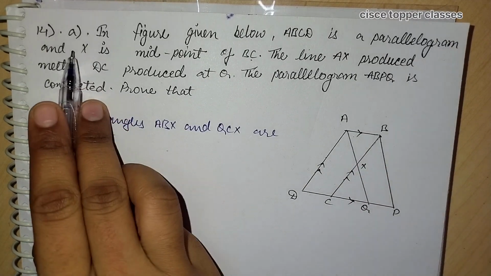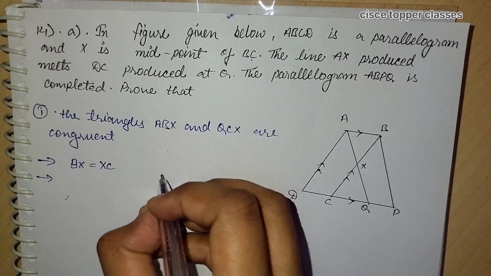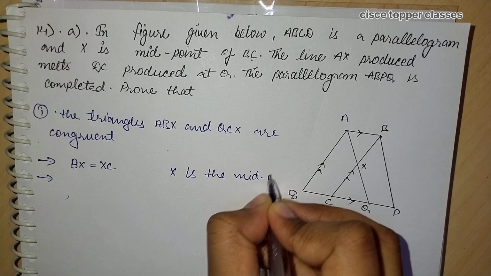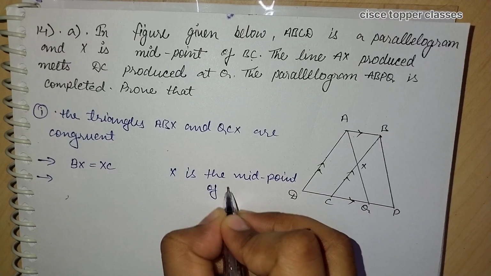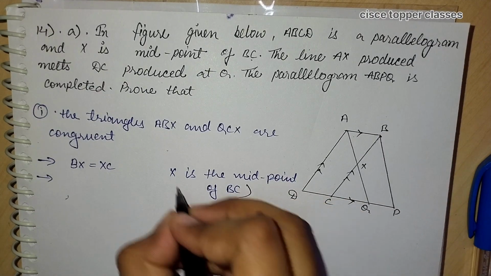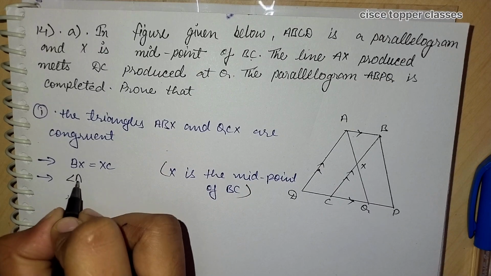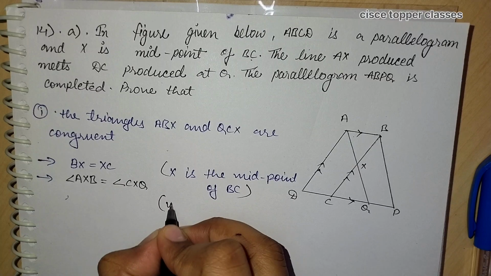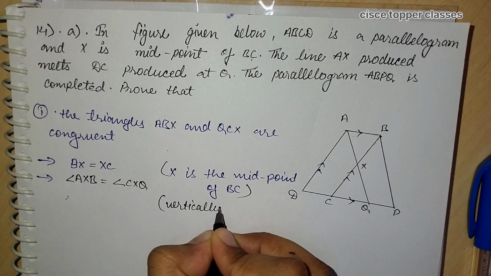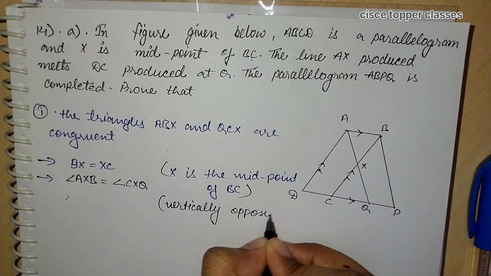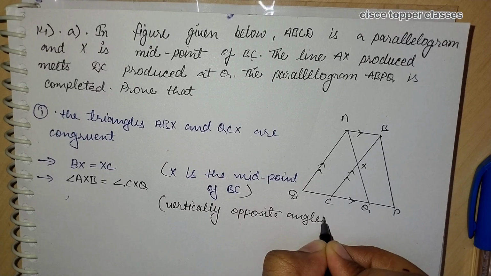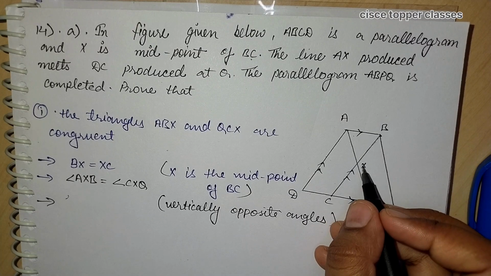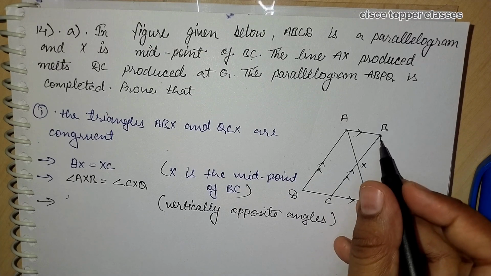Here we can simply say that X is the midpoint of BC, which means BX is equal to XC. And from here, angle AXB is equal to angle CXQ because these are vertically opposite angles here. And the third thing is angle XCQ is equal to angle XBA.